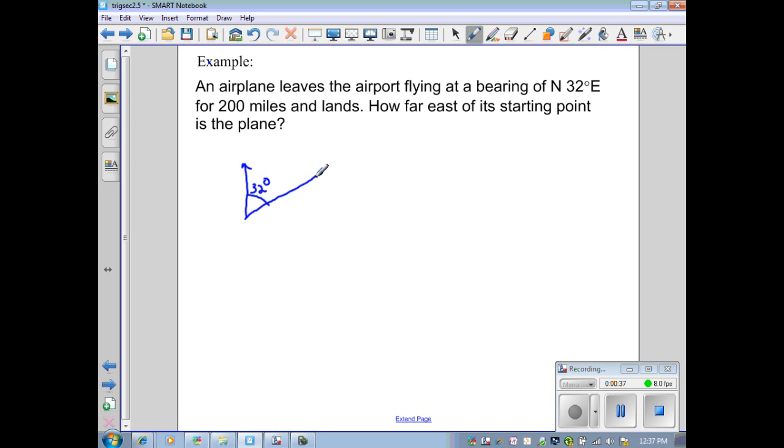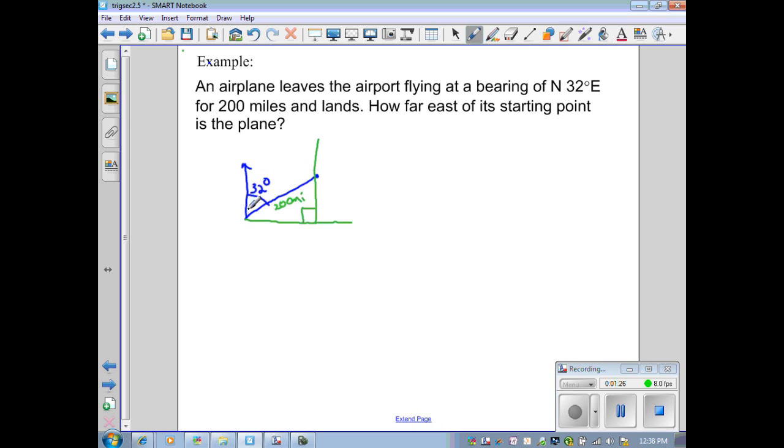And then the plane is going to land. We do know how far the plane went. It traveled 200 miles. But the question wants to know how far east this plane traveled, and that's the big question. Therefore, I need to form a triangle somehow. So what I would do is drop a vertical to that horizontal east line. That will create a right triangle.